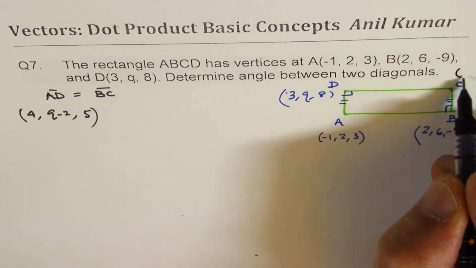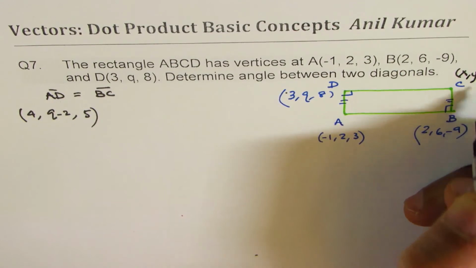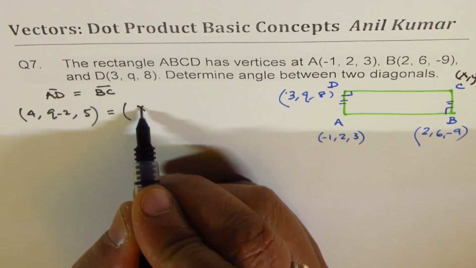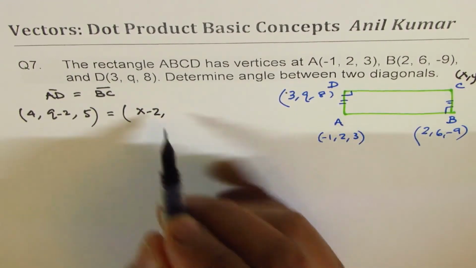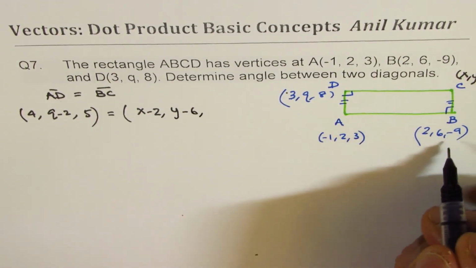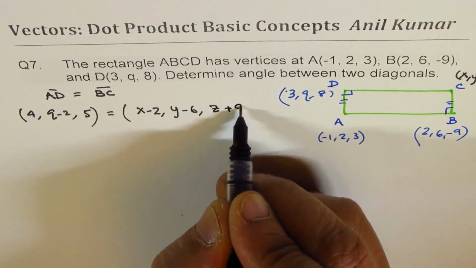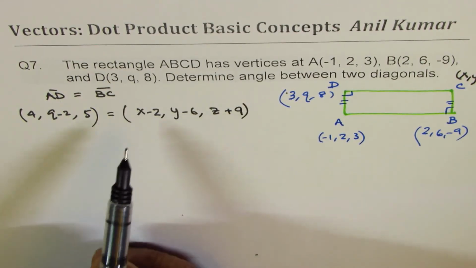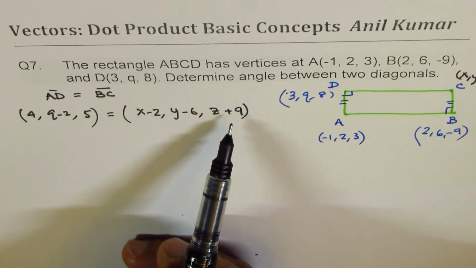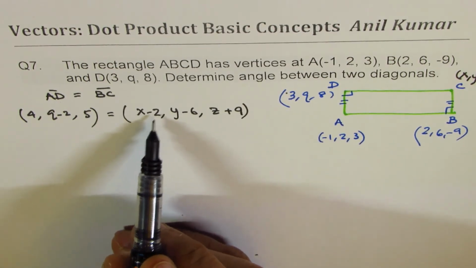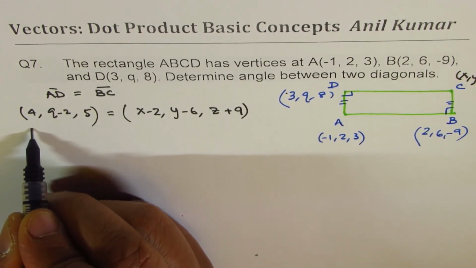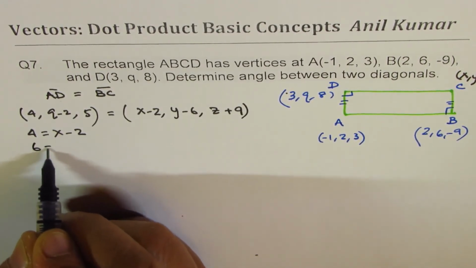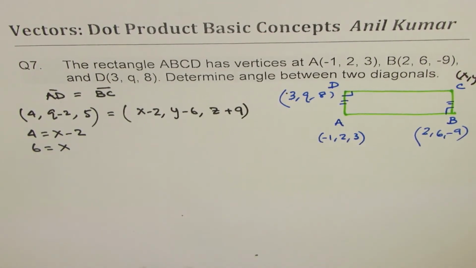Now C we don't know, so we'll write this as X, Y, Z. Okay? So it is equal to X minus 2, Y minus 6, and Z minus 9, which becomes minus and minus is plus. So from here clearly we get 3 different equations, and so we can find X, Y, and Z. So the first one is X minus 2 equals 4, or 6 is equal to x. So we get the x value, right?